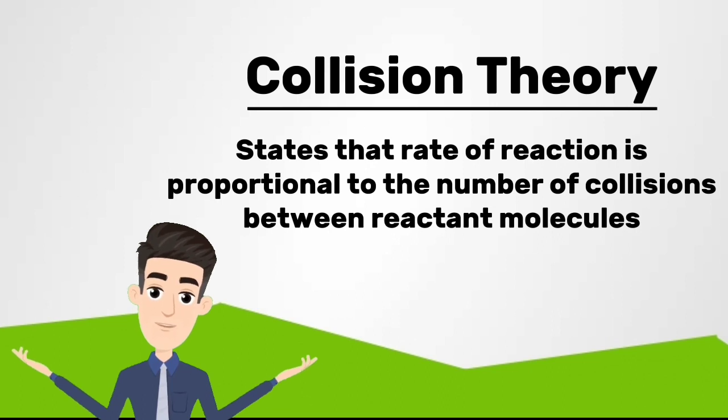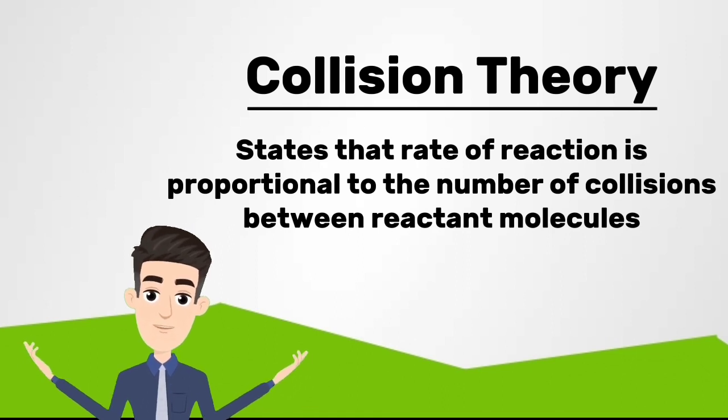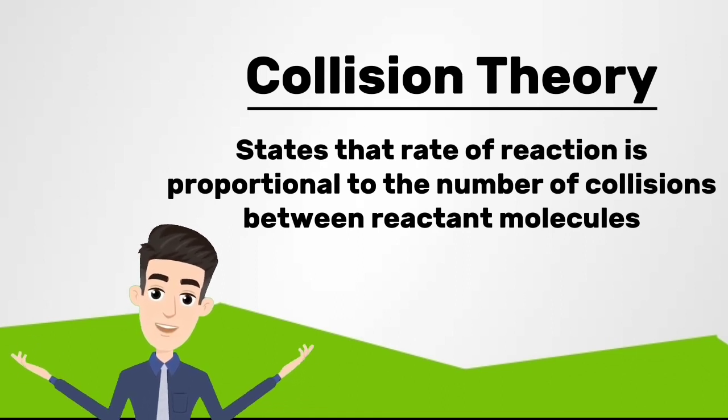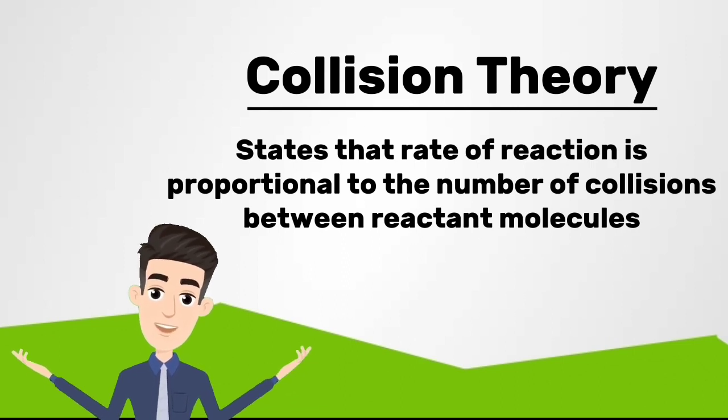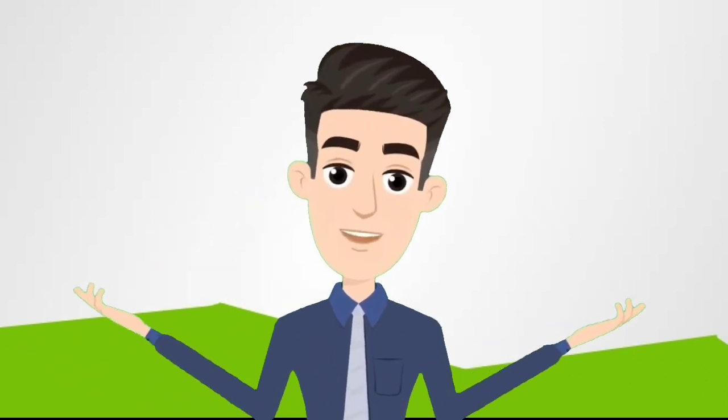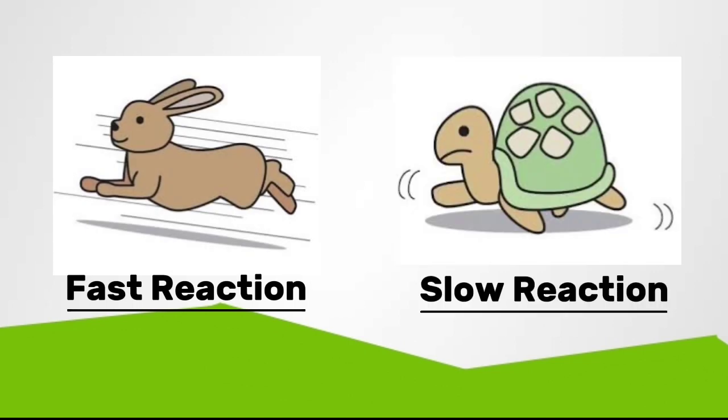We can relate this definition to collision theory. It states that the rate of reaction is proportional to the number of collisions between reactant molecules, which means more collisions means faster rate of reaction. Chemical reactions can either be fast or slow.